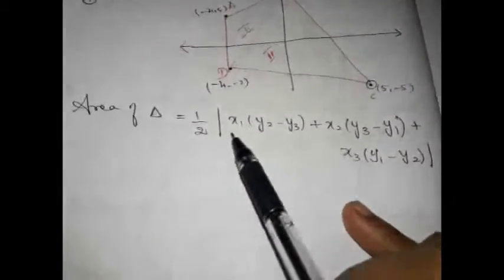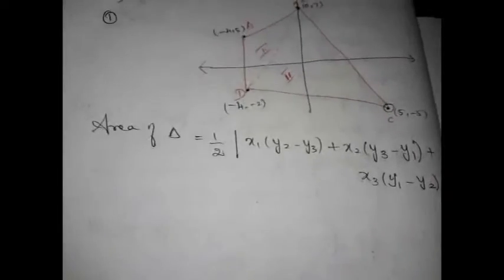See, how will you remember this? 1, 2, 3, then 2, 3, 1, then 3, 1, 2 in a cyclic way, right? 1, 2, 3, 2, 3, 1, 3, 1, 2. Remember it in that way so that you won't forget. So that's what I have written here: 1, 2, 3, 2, 3, 1 and 3, 1, 2.